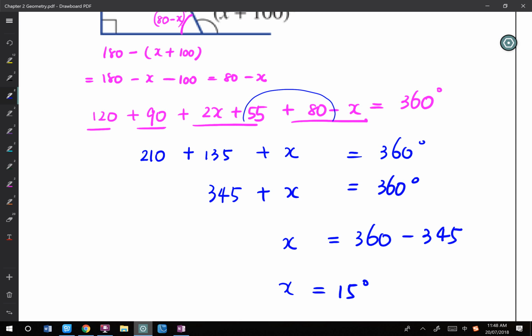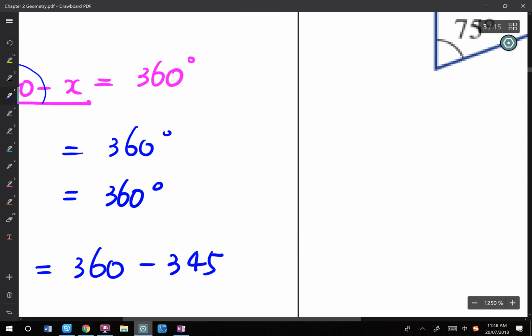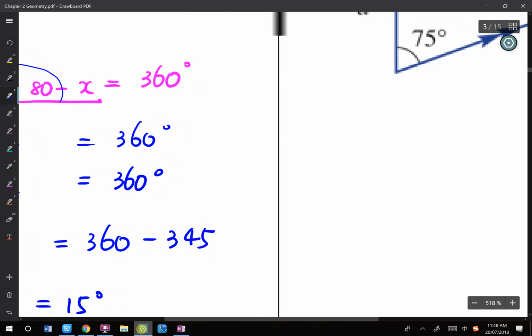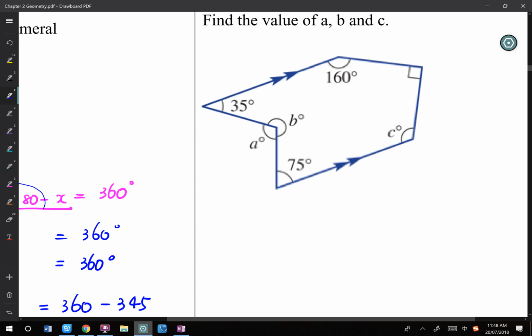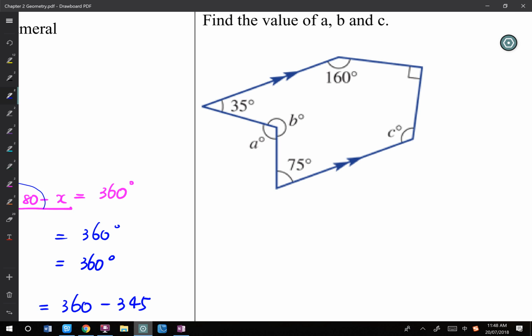Okay, so that's for this question. The rest of that will work with a similar working here. The next one, I'll just have a look at the next one. How many lengths are there for the next one? What polygon is that one?